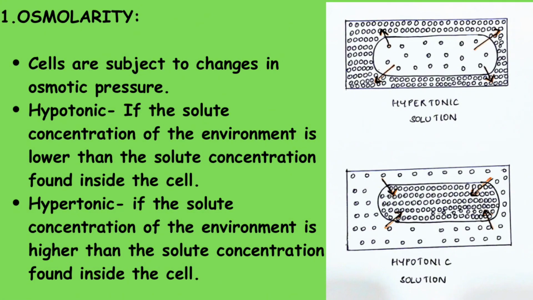Then there is hypertonic condition. If the solute concentration of the environment is higher than the solute concentration found inside the cell, then the environment is said to be hypertonic. And in this case, you can see in the figure, the water will leave the cell and the cell will dehydrate. And extended periods of this dehydration will also cause permanent damage to the plasma membrane.